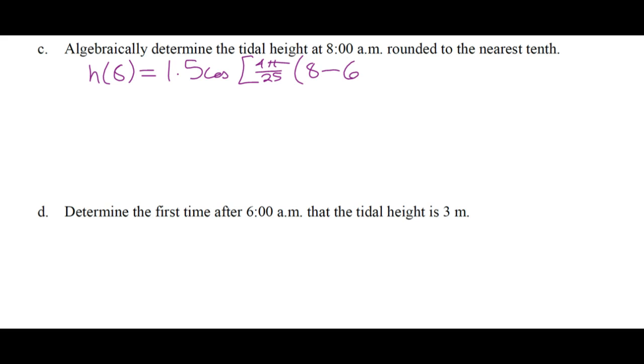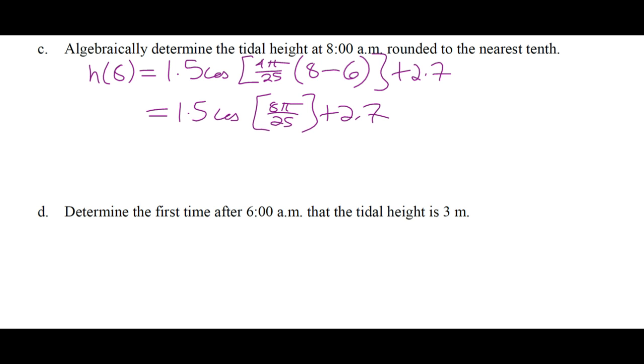8 minus 6, bracket, plus 2.7. And so that's a 2, so it's going to be 1.5 cos, 8 pi over 25. You would have to evaluate that in a calculator, right? We don't have an exact value for 8 pi over 25, so we can't. And rounded to the nearest tenth, it's going to work out to 3.5 meters. So it's about equal to 3.5 meters.